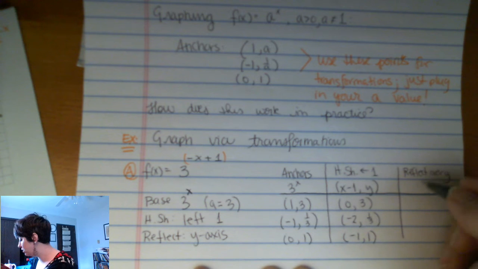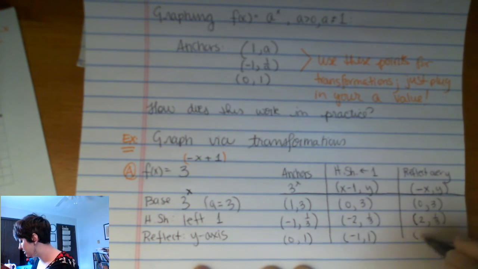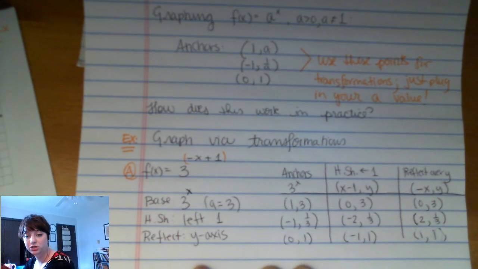And then I reflect over y, meaning negative x, positive y. X becomes negative, y stays the same. X becomes negative, y stays the same. X becomes negative, y stays the same. Okay, so I get these points, 0, 3, 2, 1/3, 1, 1.